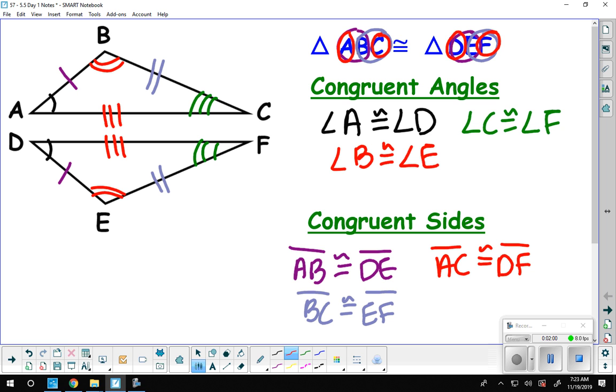So here's our congruency statement saying that the triangles are congruent, and we know that all of the corresponding parts are congruent. Corresponding means that they're in the same position, they're the parts that match up. So what we know is that corresponding parts of congruent triangles are congruent. So let me say that again.